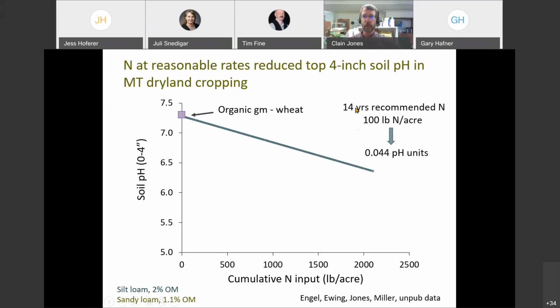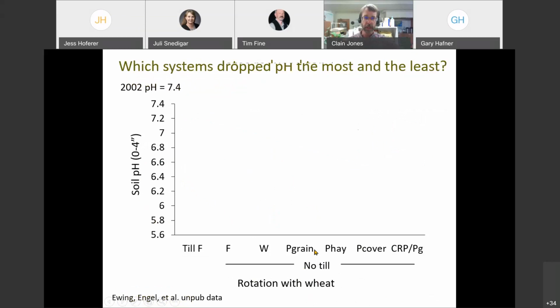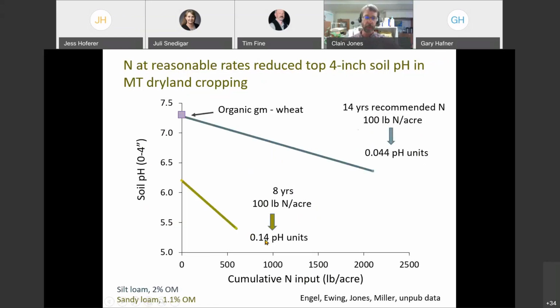What we found over 14 years was that every 100 pounds of nitrogen per acre ended up dropping the pH by about 0.04 pH units. So that might not sound awful if you're not applying high rates of nitrogen. However, on another site up near Big Sandy, in 8 years, each 100 pounds of nitrogen per acre dropped the pH by 0.14 pH units, so a much steeper drop.